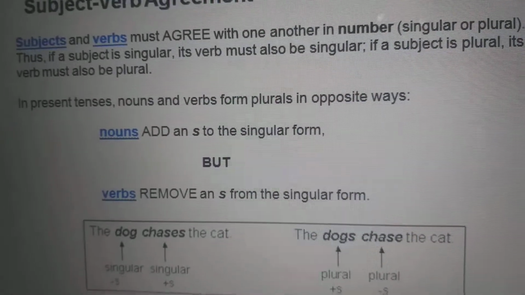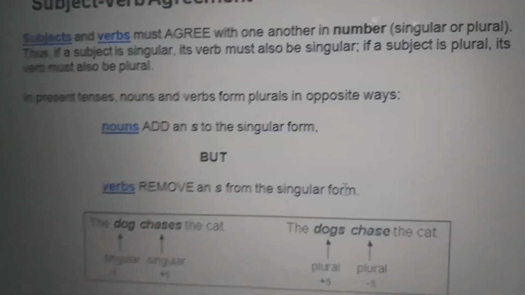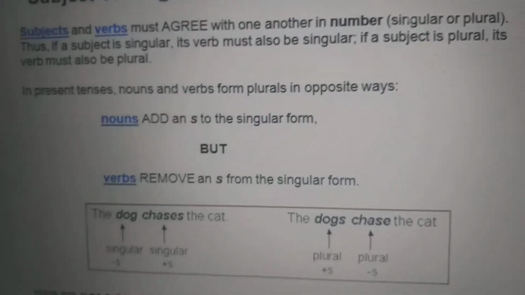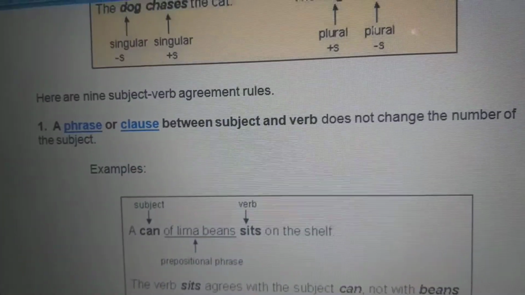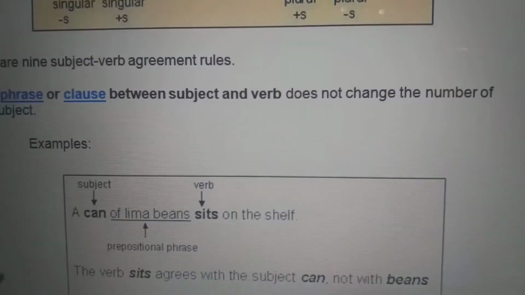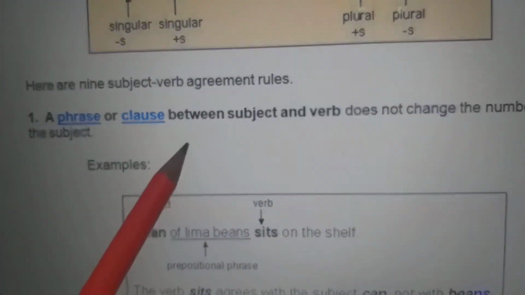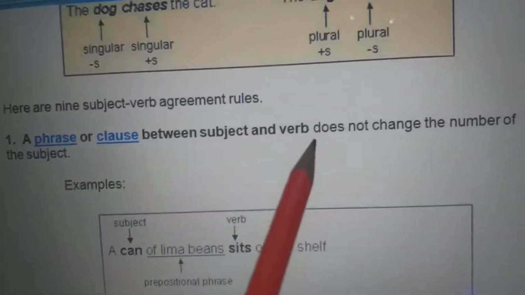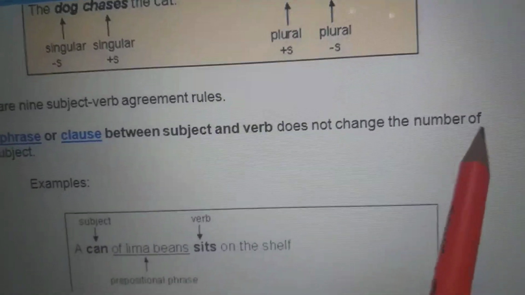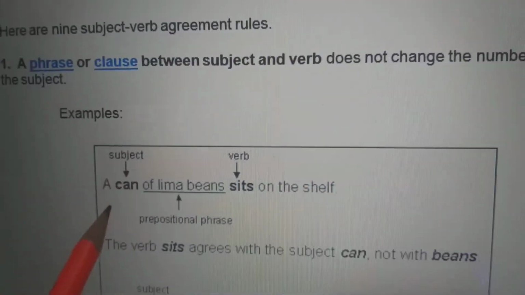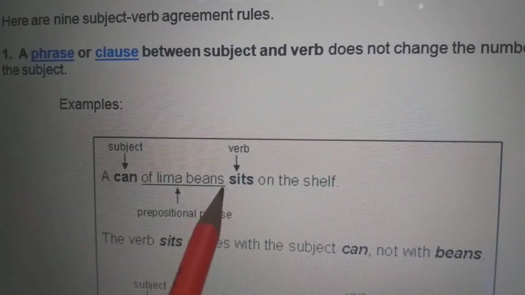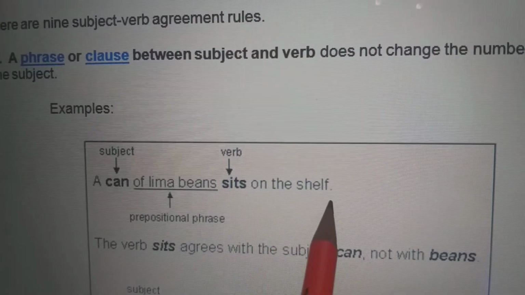Now students, we go to the subjects where the agreement rules apply, like a phrase or a clause. When they are between a subject and a verb, they do not change the number of the subject. They don't change. Like: a can of lima beans sits on the shelf.